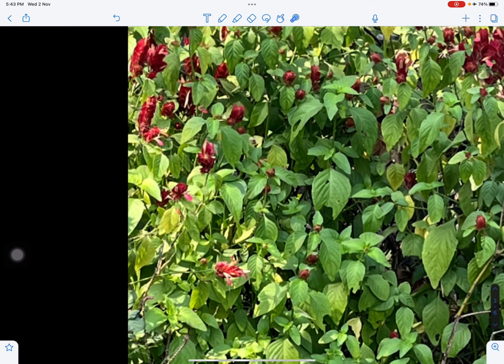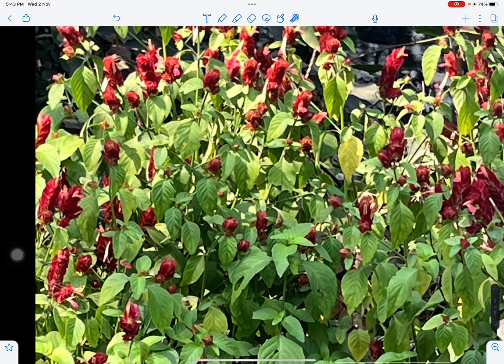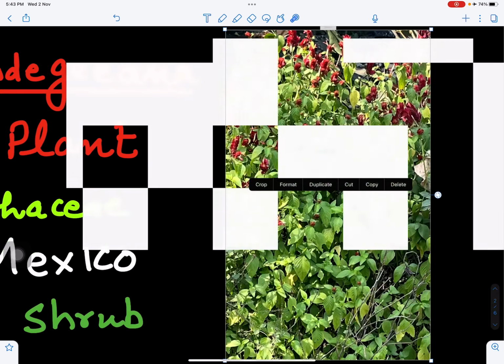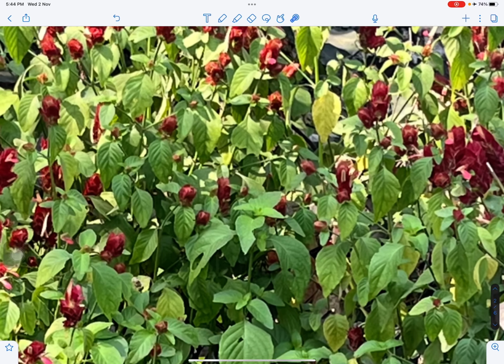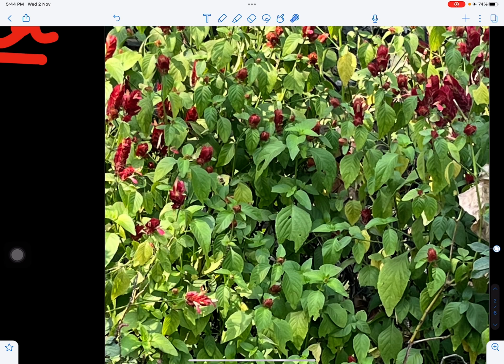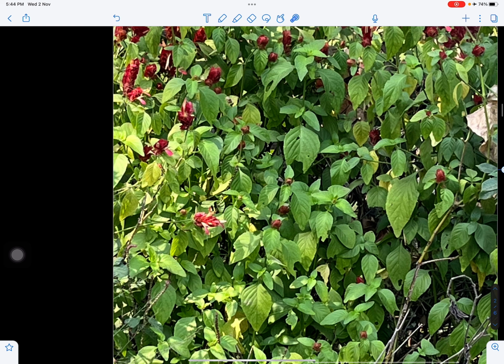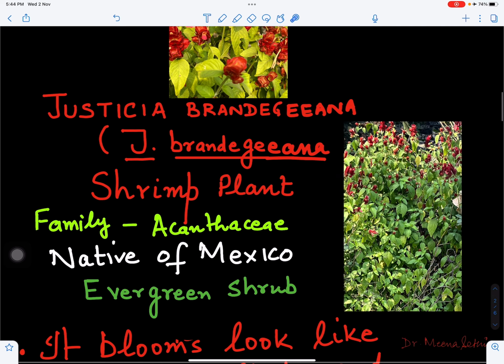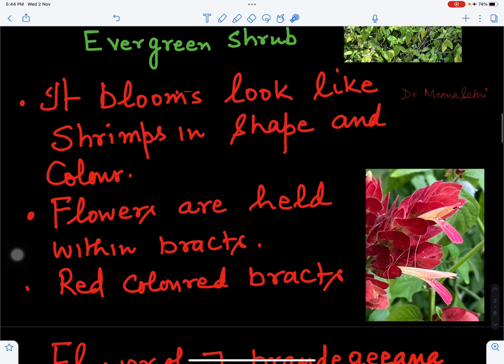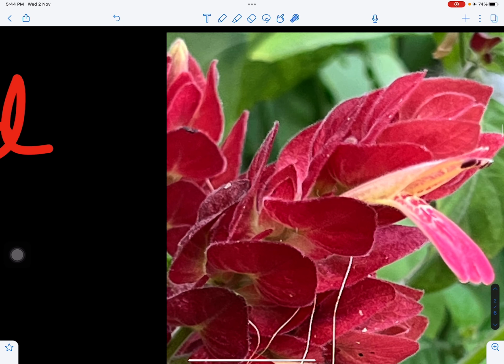Now we can see here. So these are shrimp-like areas present on the plant. And these are its leaves which remain green throughout the year. So this is evergreen shrub. So it blooms and looks like shrimps in shape and color as we have seen. And its flowers are held within the bracts. So these are red colored bracts and these are its flowers which are coming out.